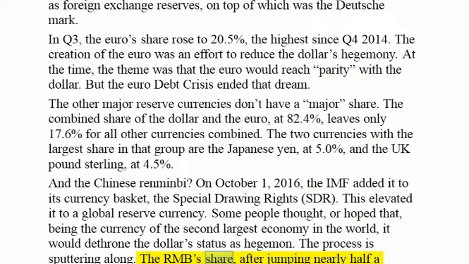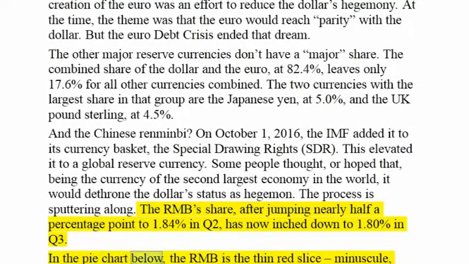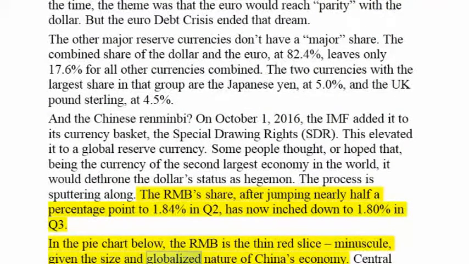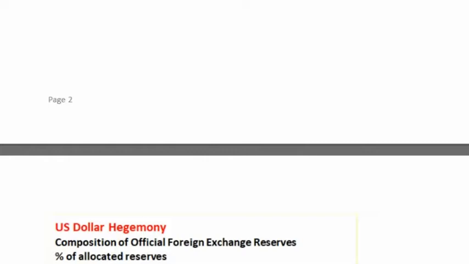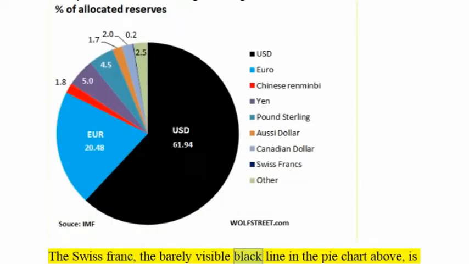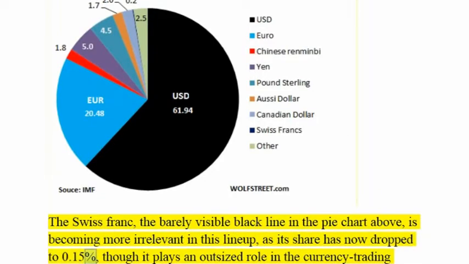The RMB's share, after jumping nearly half a percentage point to 1.84% in Q2, has now inched down to 1.80% in Q3. In the pie chart below, the RMB is the thin red slice, minuscule, given the size and globalized nature of China's economy. Central banks remain less than enthusiastic about holding RMB-denominated assets. The Swiss franc, the barely visible black line in the pie chart above, is becoming more relevant in this lineup, as its share has now dropped to 0.15%, though it plays an outsized role in the currency trading sphere.